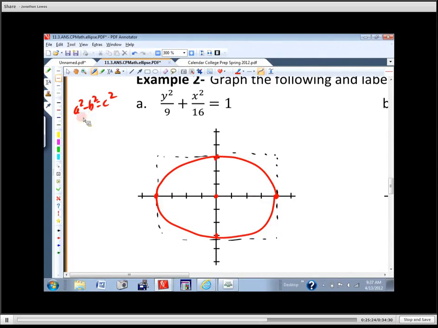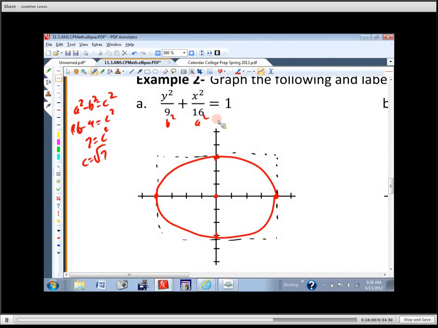So a is always the big one. So this is going to be 16 minus 9. That will equal c squared. So this is c squared equals 7. This is radical 7. Wait, isn't it a squared? Yeah, that's a squared. Okay, remember this would be b squared on this one, and this would be a squared on that one. That number is a squared. You have to take the square root of it to get a. Any questions?